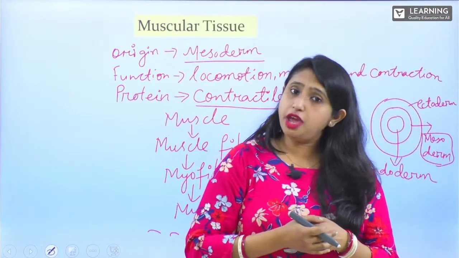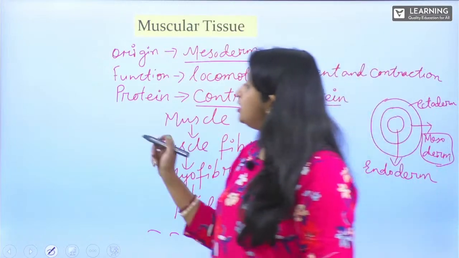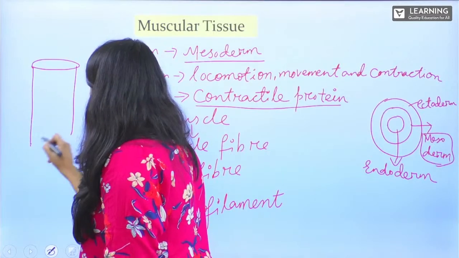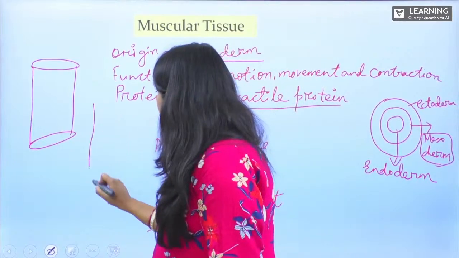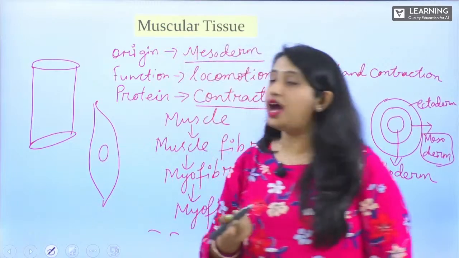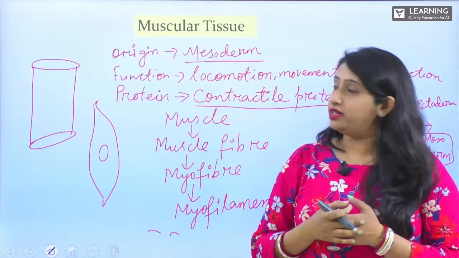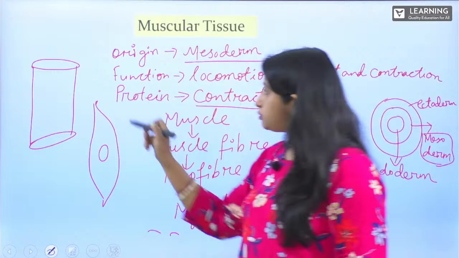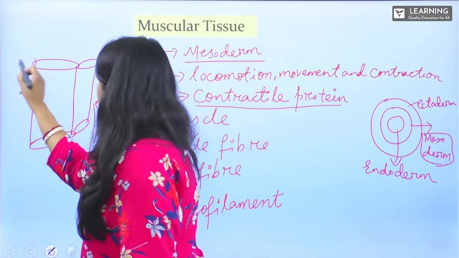Now, how is the shape of this muscle tissue? It can be cylindrical in shape. It can be elongated in shape, and it may contain one nucleus or many nuclei. So it can be cylindrical or elongated in shape.